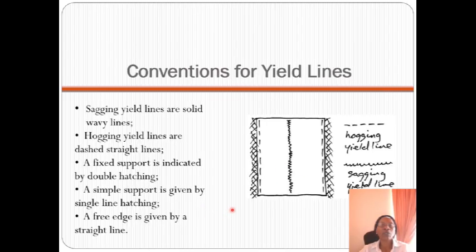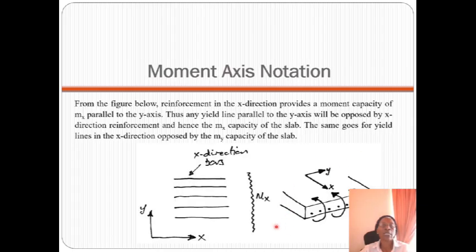There are conventions, we've already done them. The sagging yield lines are solid wavy lines. Hogging yield lines are dashed straight lines. A fixed support is indicated by double hatching. A simple support is given by a single line hatching, and a free edge is given by a straight line. So these are the conventions we have already used and which are normally adopted as conventions for yield lines.